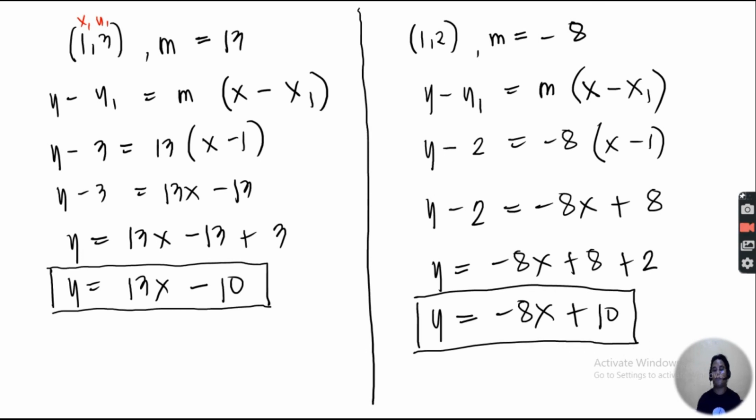The same case po, pwede nyo pong i-check using the slope-intercept form po of the equation of the line po.